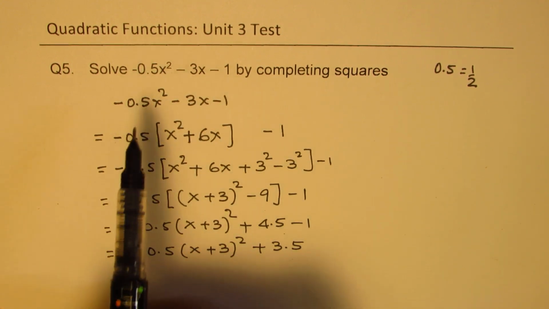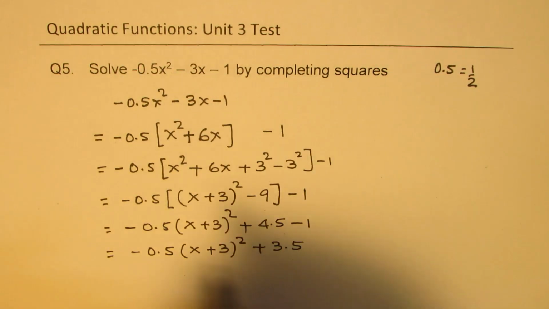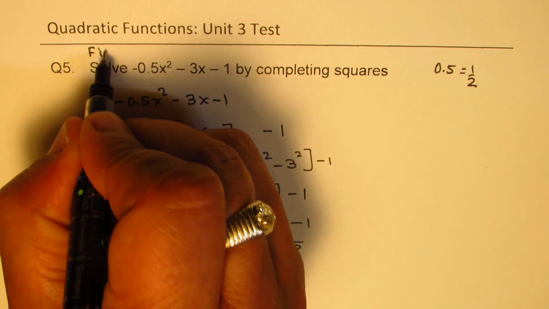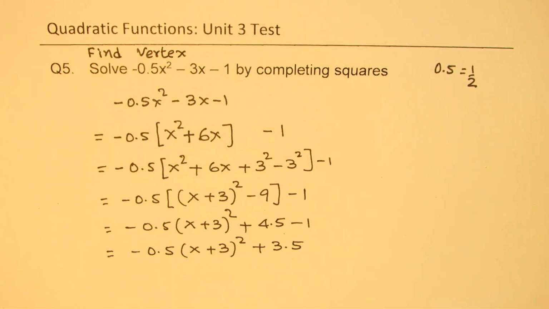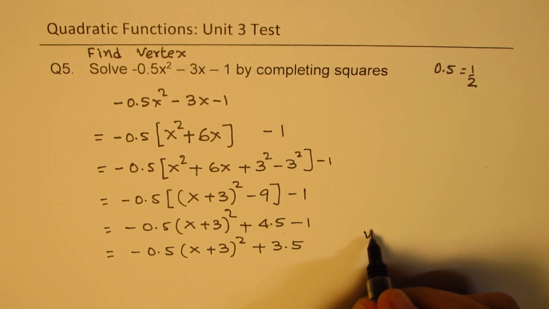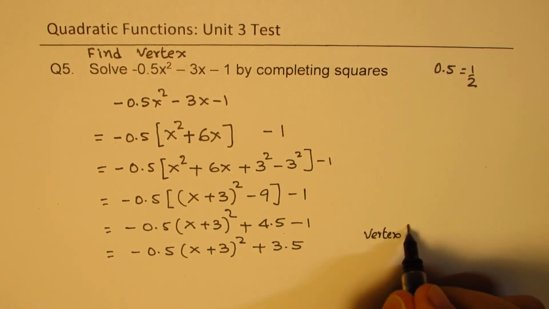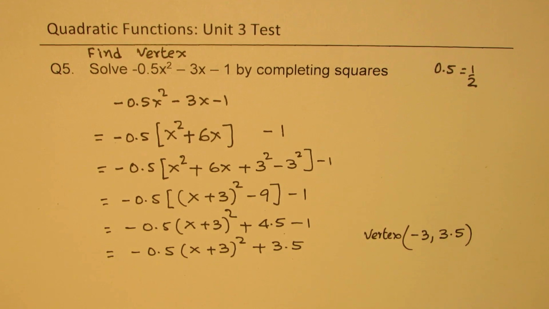But this question was probably to solve this by completing the square. We need to find the vertex. So we have to find the vertex in this case. And our answer is the vertex is at minus 3, and the value is 3.5. Is that clear to you? So that becomes the vertex of the given quadratic function.